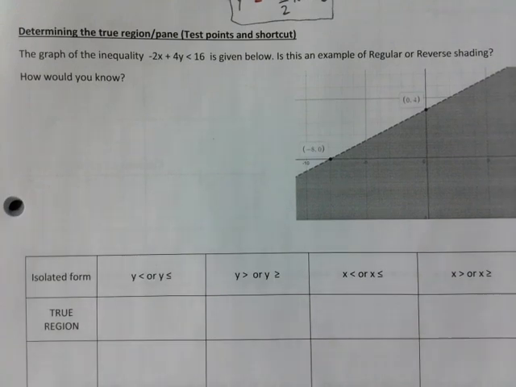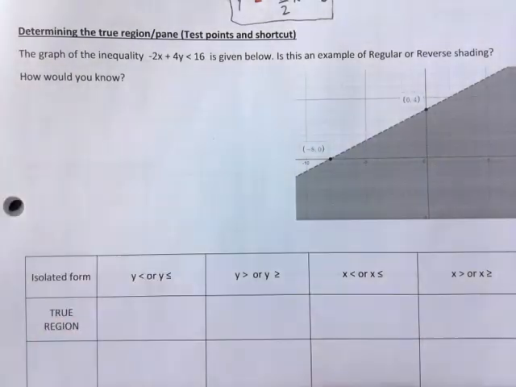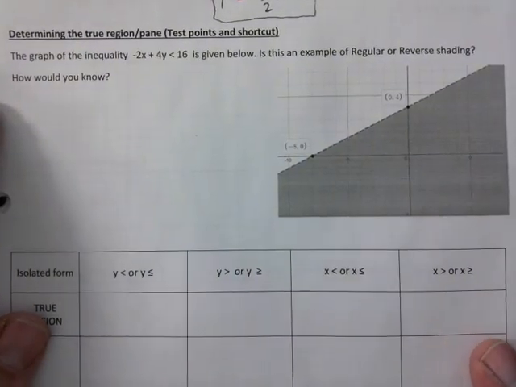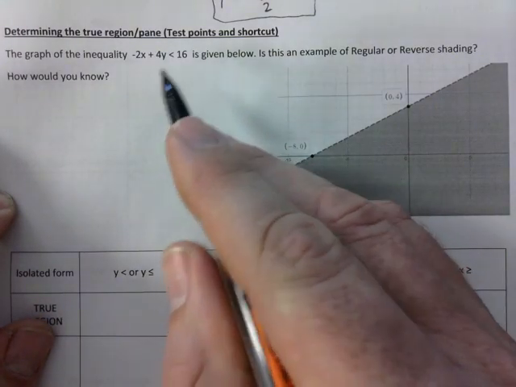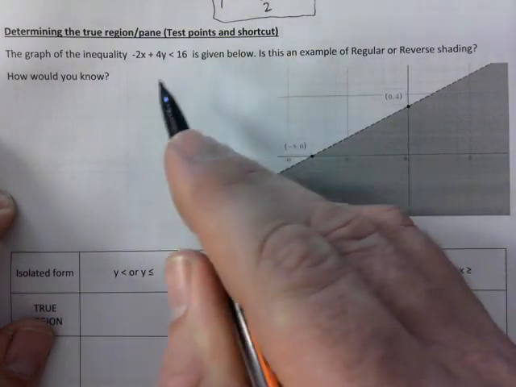Determining the true region or plane, test points and shortcut. So I'll give you the official textbook version, and then I'll give you the shortcut that I give my students, which is much faster. But you need to know, because you never know. Some students go and try pre-cal, and then they're like, well, they're using test points there, right? That's what we mean by that.